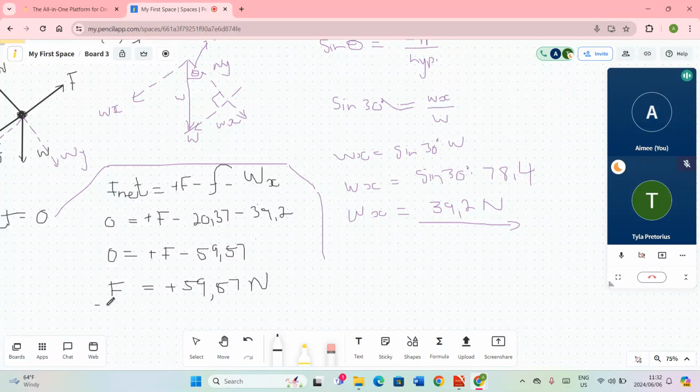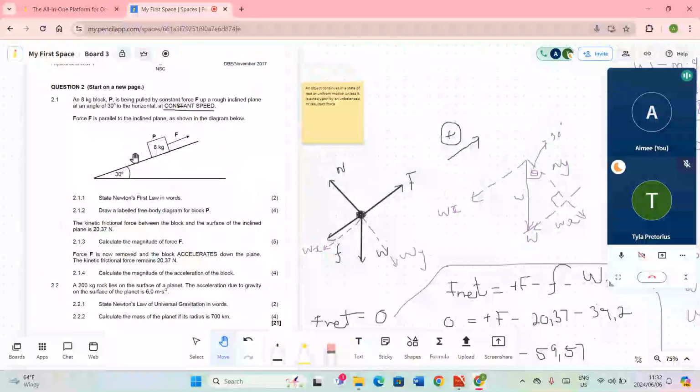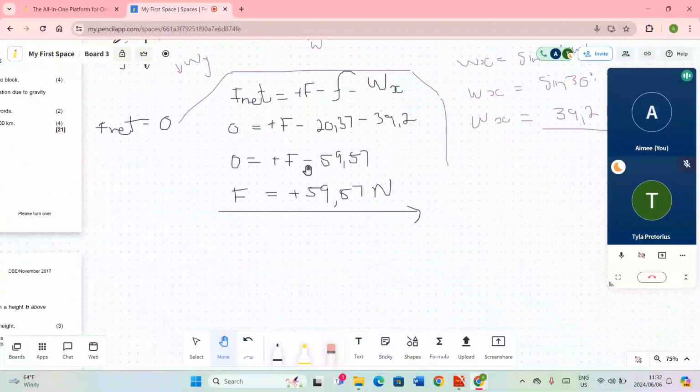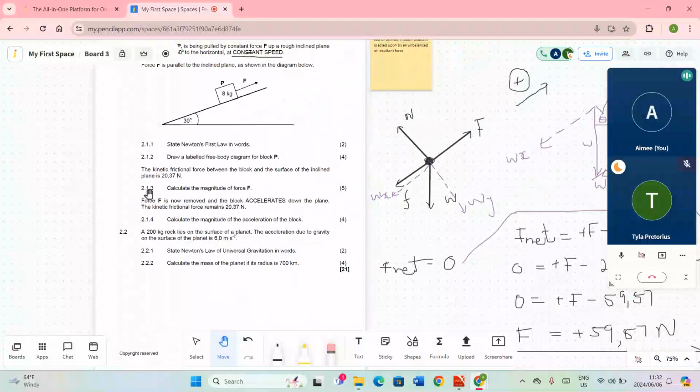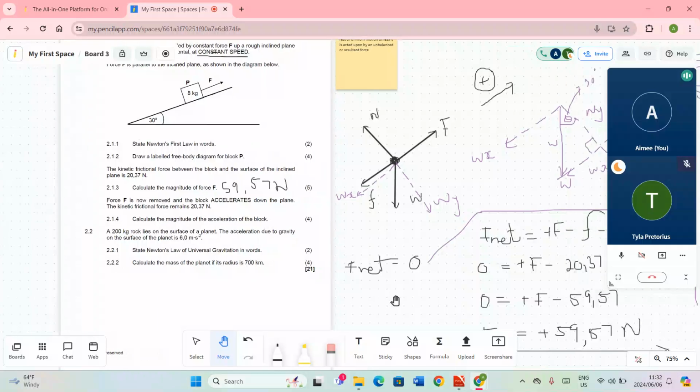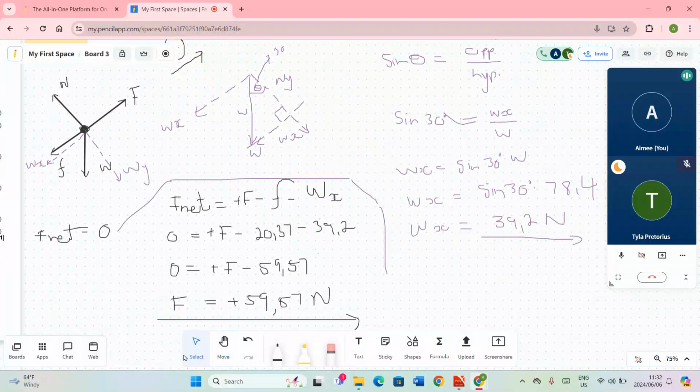59.57 newtons. And why does it make sense that it's positive? It makes sense because we chose moving up the slope as positive, which means that it should be a positive value. Okay, so that is the answer for 2.1.3. F is equal to 59.57 newtons. Okay, and now you just have to give me a second to clear this so we've got some space to keep working.